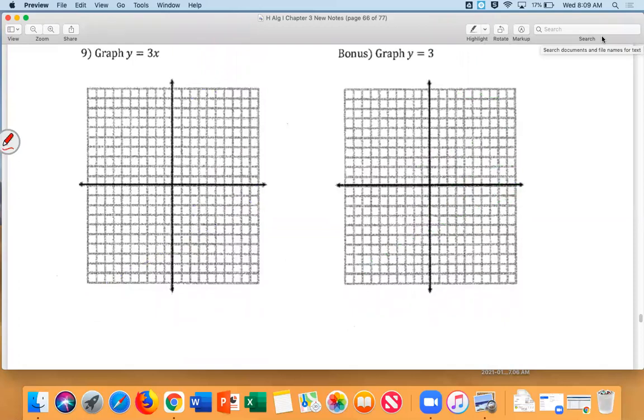All right, question number 9, my slope is going to be 3/1, and my y-intercept is going to be 0. So let's go up 3 to the right 1, up 3 to the right 1, up 3 to the right 1. So you have this fairly steep line right here, so let me see if I can make this happen. It's a pretty good line.